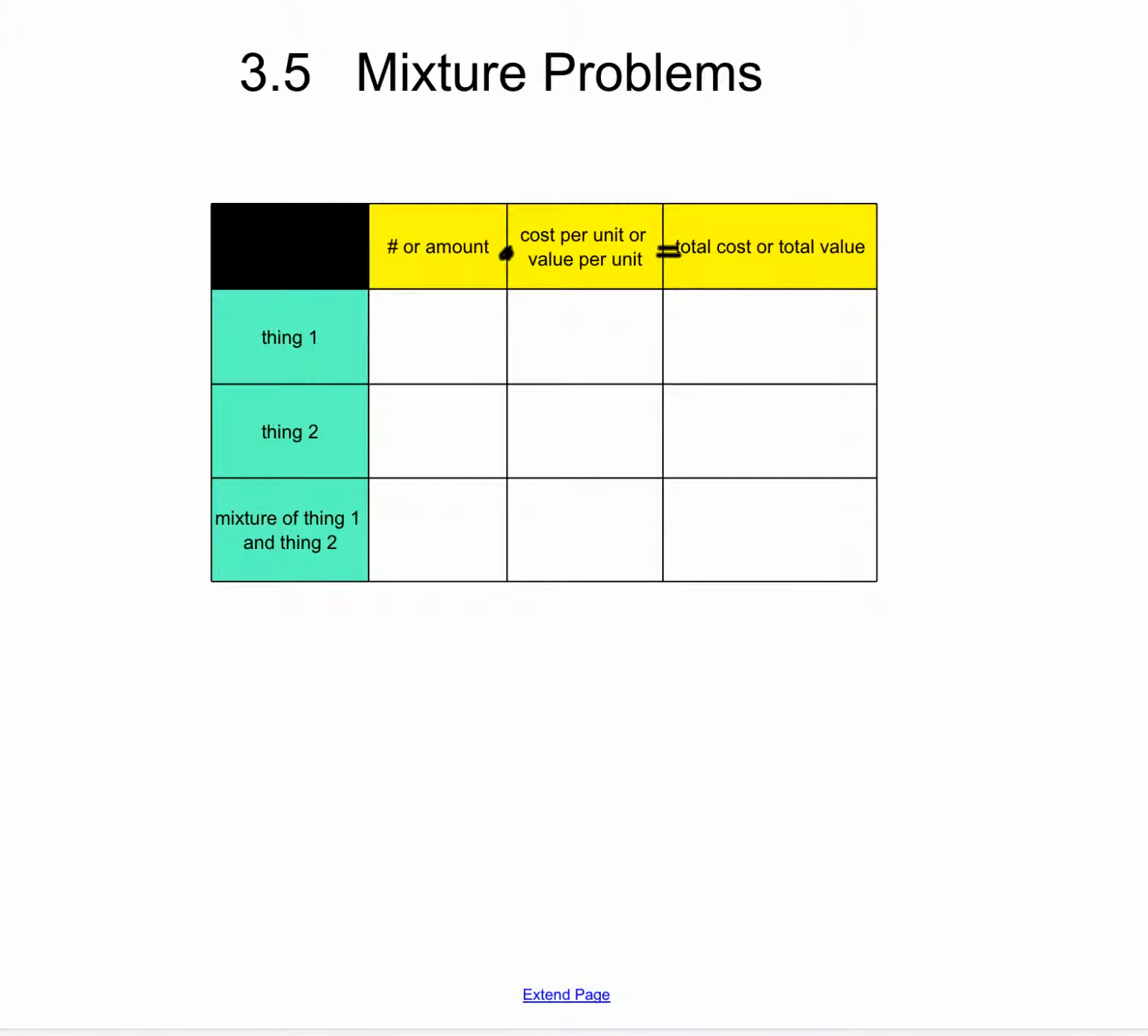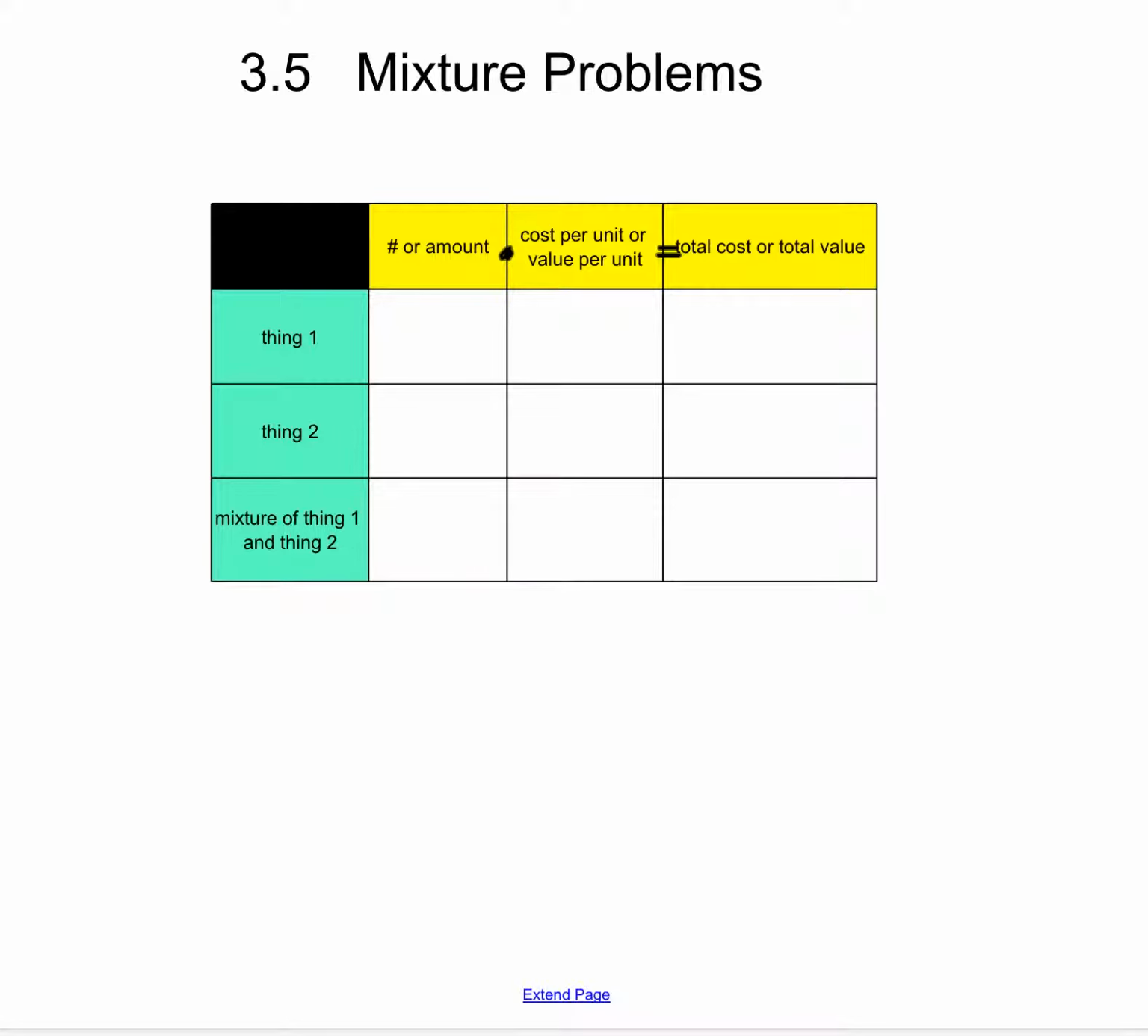3.5 mixture problems. In this lesson, you will see that you are going to be doing lots of word problems that result in simultaneous equations. So the basic premise is that you're going to have one thing. Notice in my chart I say thing one, and you're going to have another thing, thing two, and then you're going to mix them up and you're going to make a mixture.